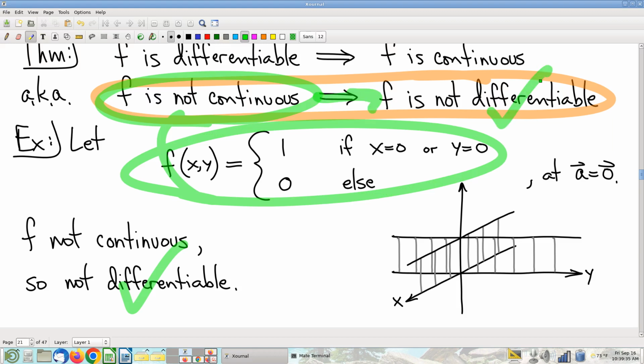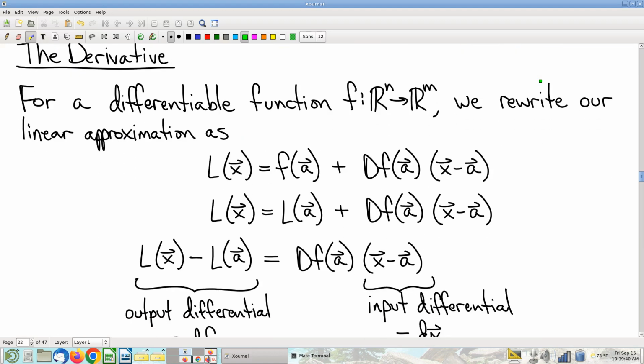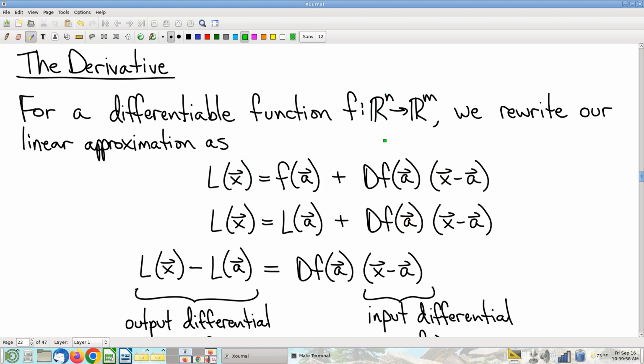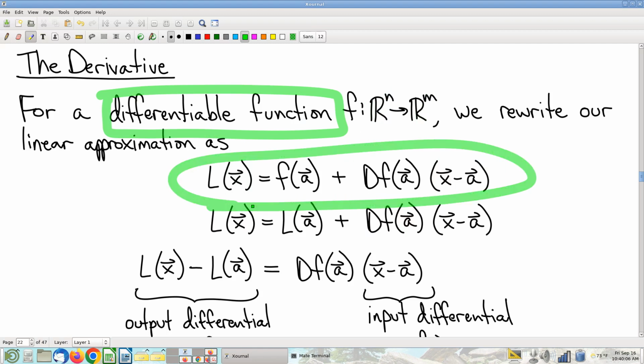Okay, so let's talk about this linear approximation again. Here it is. This is our general, vector-valued, multivariable linear approximation for a differentiable function. Now, notice at this point, now that I've defined differentiability, I can note that I have to restrict this formula only to differentiable functions. If the function's not differentiable, none of this makes any sense.